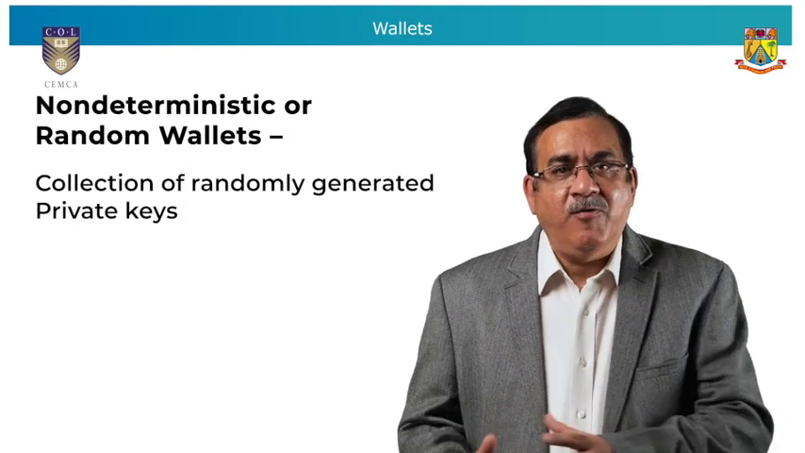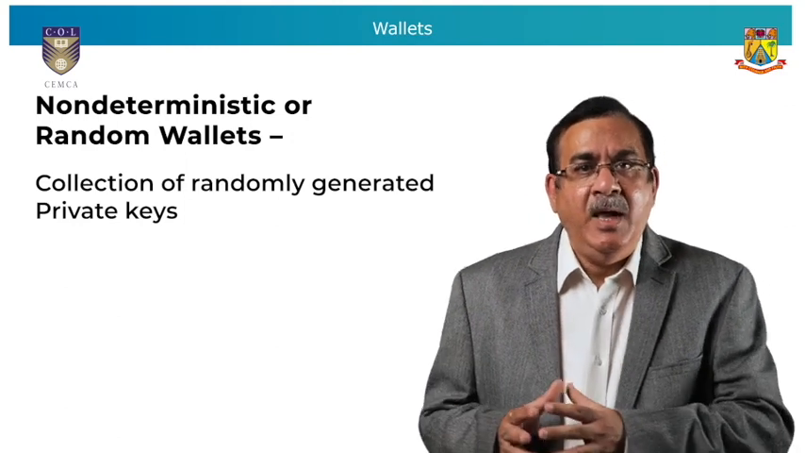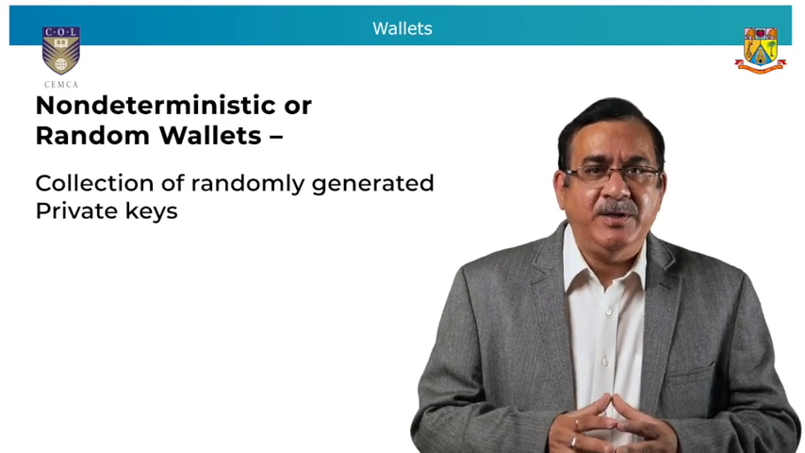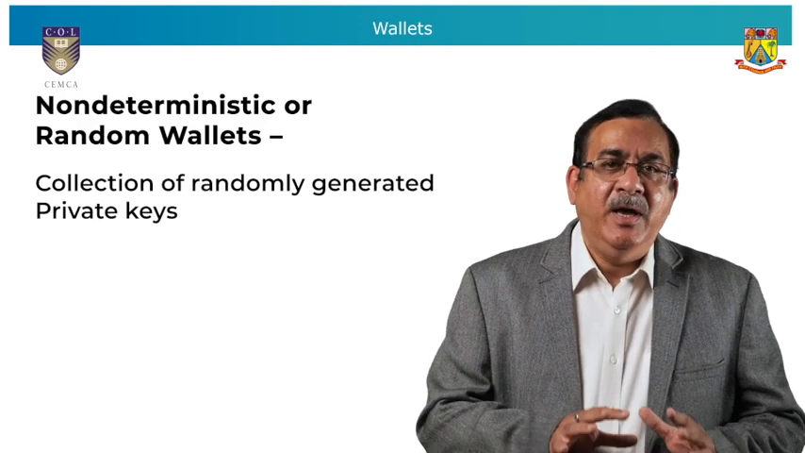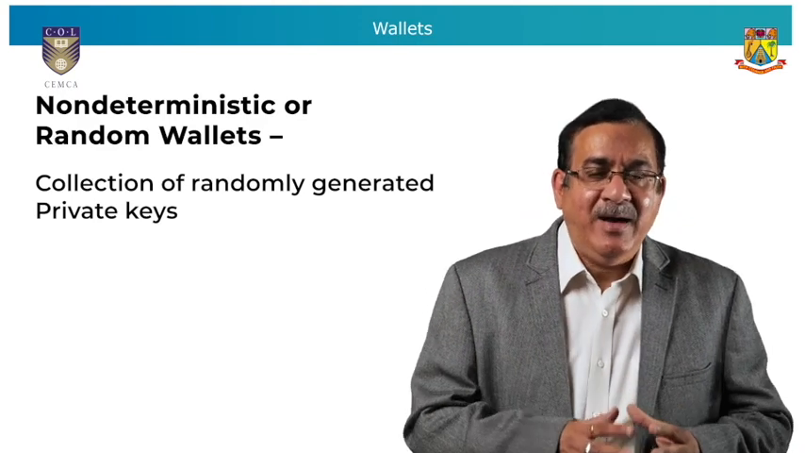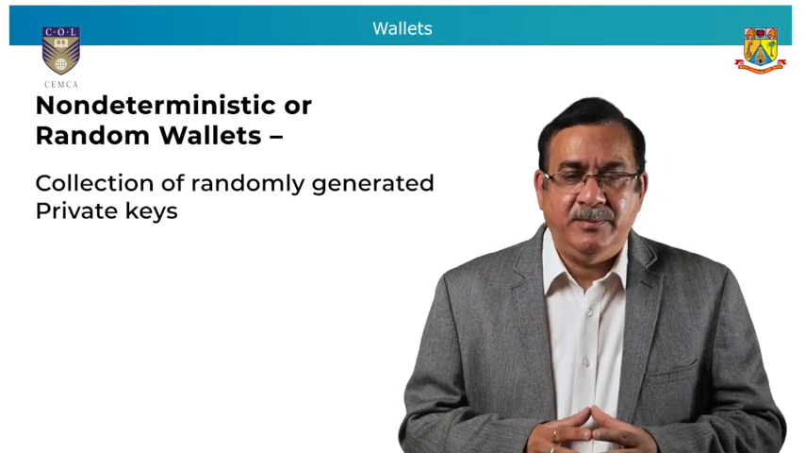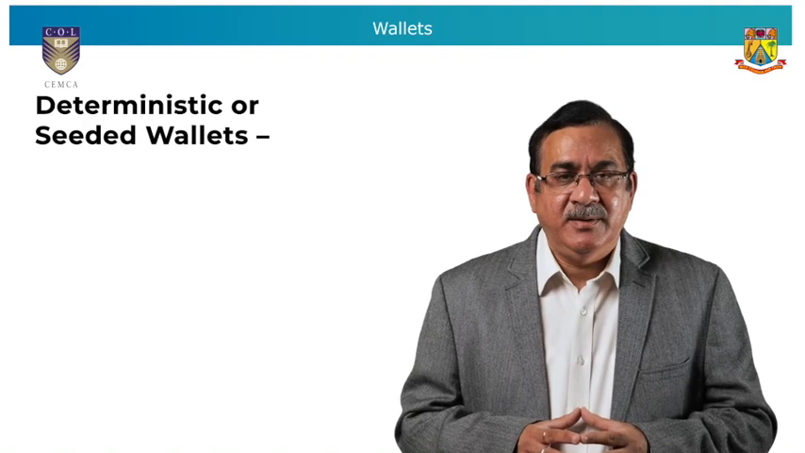The above conflicts directly with the principle of avoiding address reuse by using each Bitcoin address for only one transaction. Address reuse reduces privacy by associating multiple transactions and addresses with each other. Next is deterministic or seeded wallets.